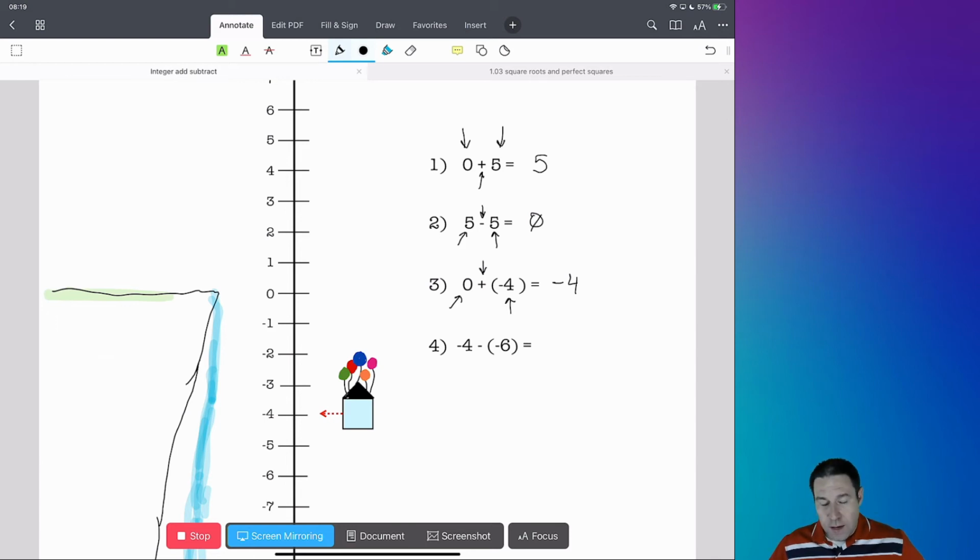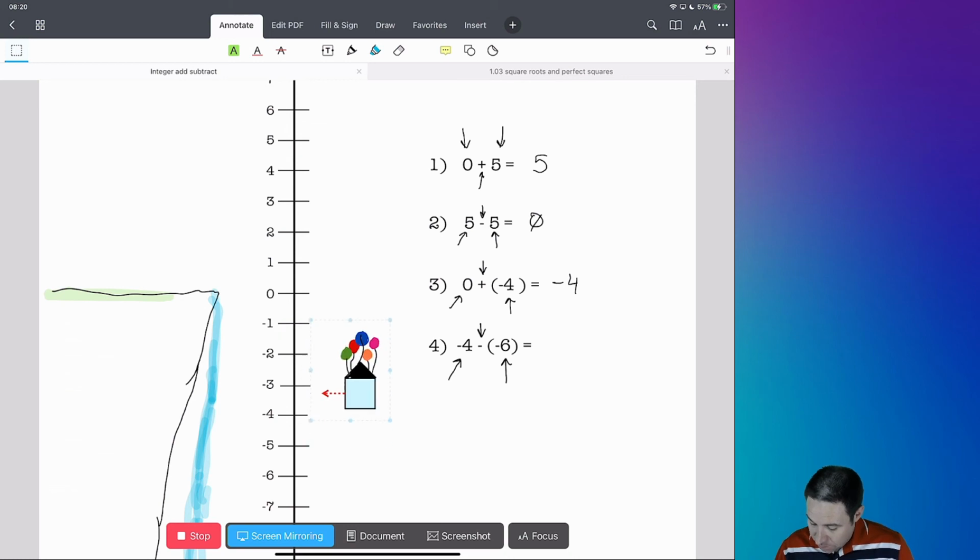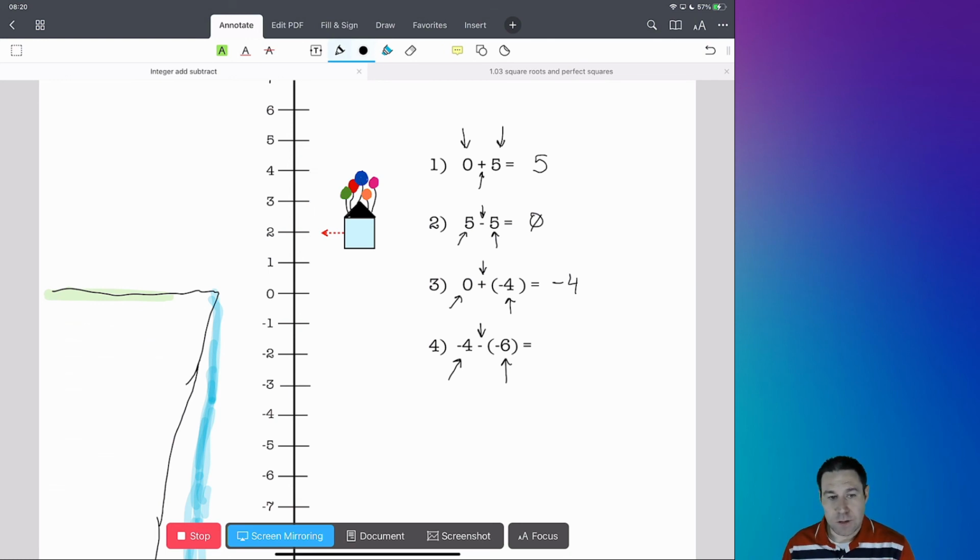Finally, in the last problem, we have negative 4 minus negative 6. So again, we're starting at negative 4. We're removing objects from the house, and the objects that we're removing are 6 heavy sandbags. So if we're taking off 6 heavy sandbags, that house is going to get lighter. It would move upwards. So we're going to move the house up 6 units, and that means the house comes to a rest at positive 2 on the number line.